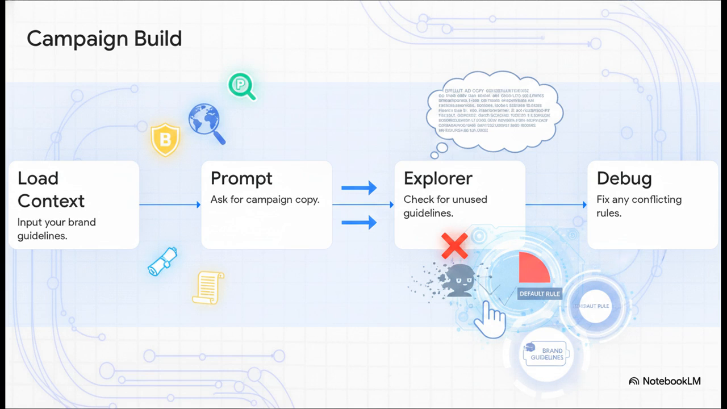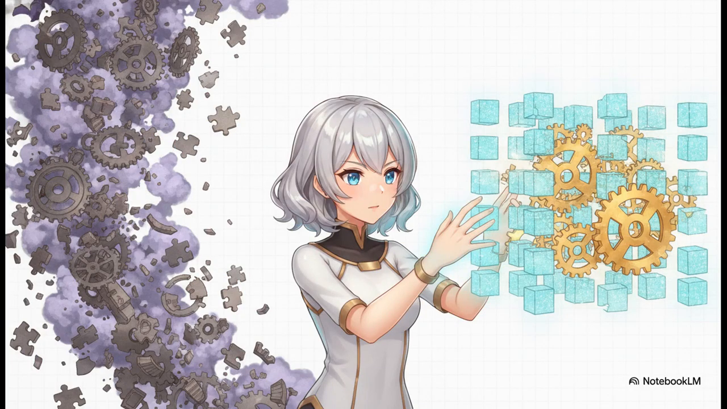So, in step 4, you use the built-in debug with agent feature. It immediately flags a redundant "keep it professional" rule that was clashing directly with your edgy brand guidelines. You delete that single clashing rule, and boom, your brand guidelines are front and center again, and your ad copy comes out absolutely perfect. So, what does this all mean for us?